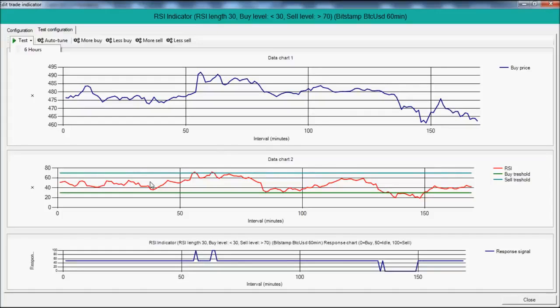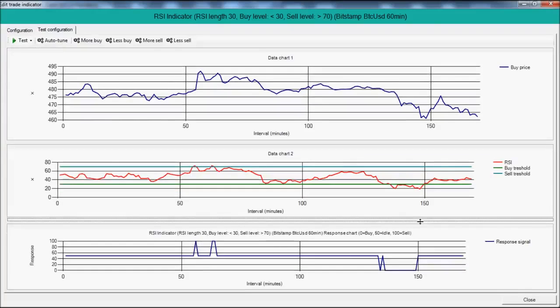And here is the RSI indicator, and this line right here is the buy line, and the green line is the sell line. So already over here, where we had this uptrend, it signaled a sell. And here, down here, this is the bot signal. So this is what the bot does. When the bot touches 100, it sells. When it touches 0, it buys. So it would have sold right there.